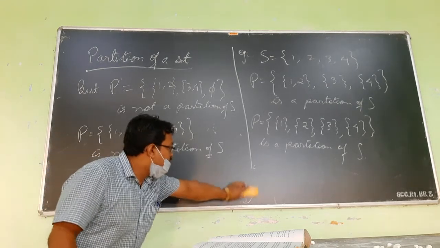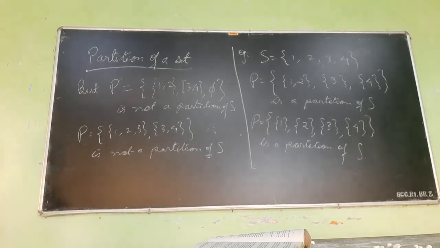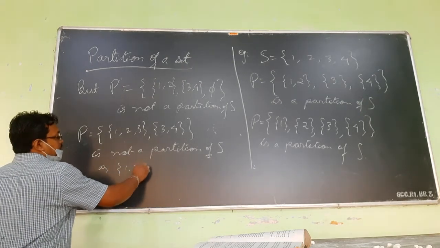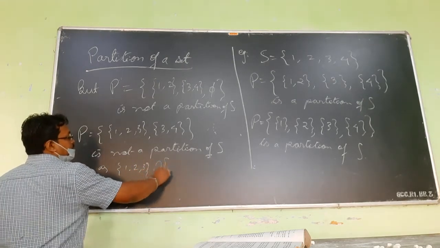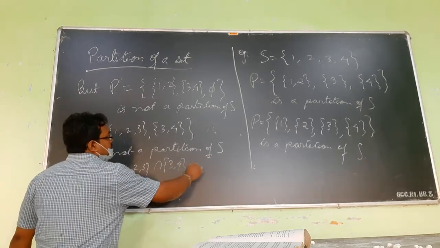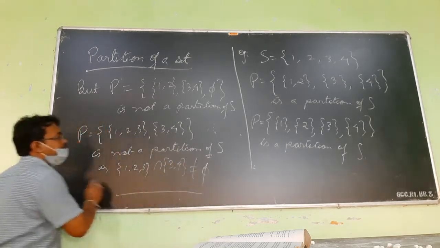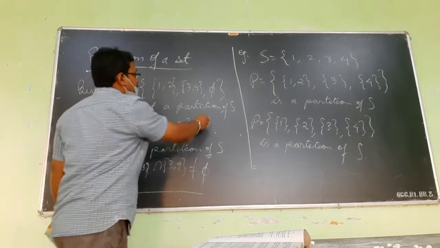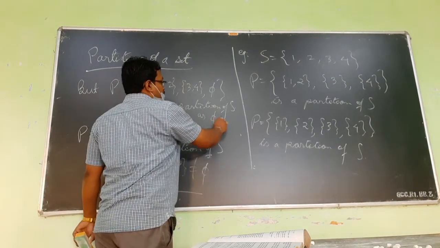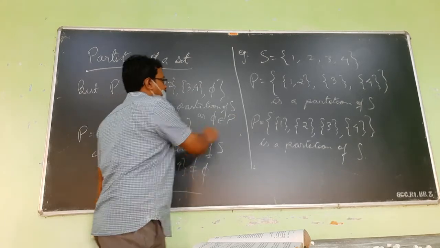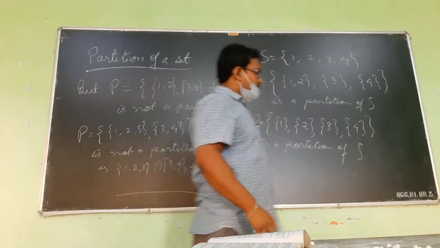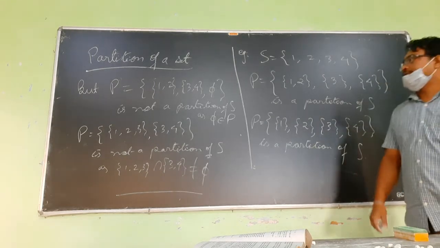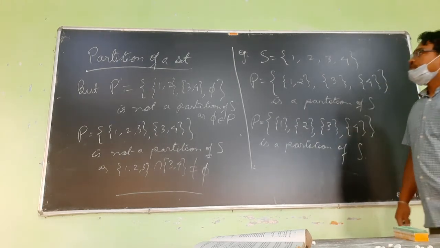So intersection should be empty. This is not a partition of this, as {1, 2, 3} intersection with {3, 4} is not equal to empty. This is not a partition of S as 5 belongs to P. Okay, 5 cannot belong to P. Right? P should be a collection of non-empty subsets.